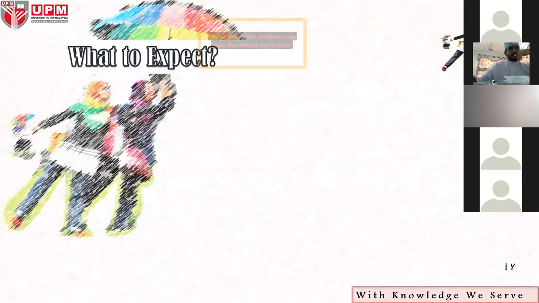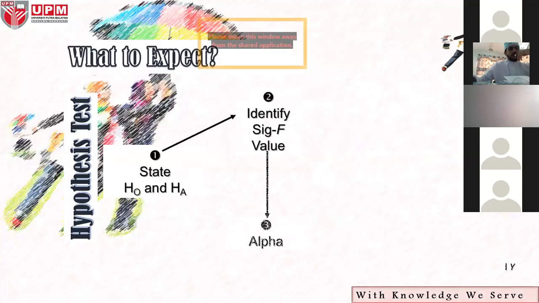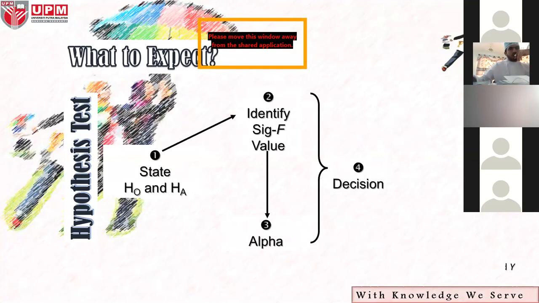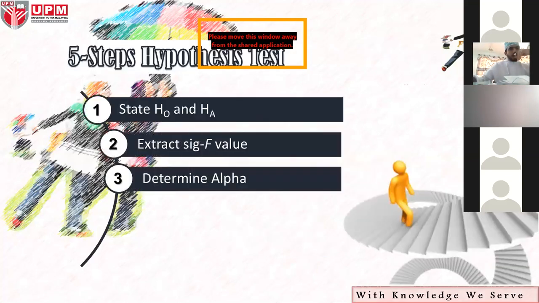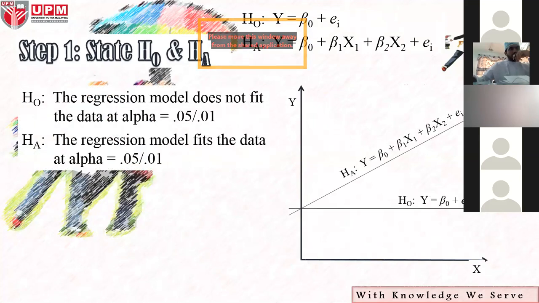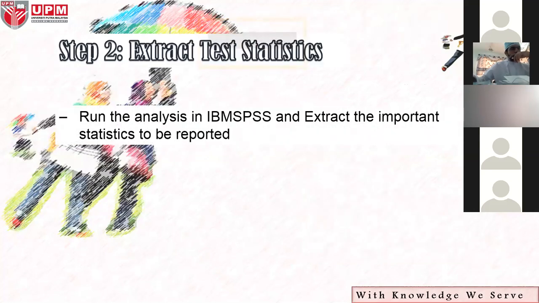For the inferential, this one is quick. State H0 and HA, identify the significant F value, state your alpha, make decision, and lastly make your conclusion, and then report the effect size. To state the hypothesis for the overall model, it is the same as in simple linear regression.